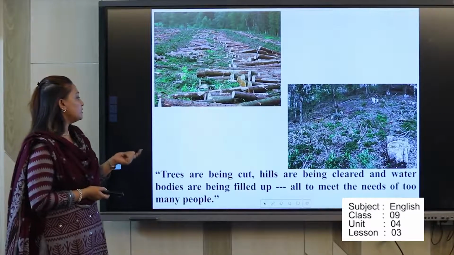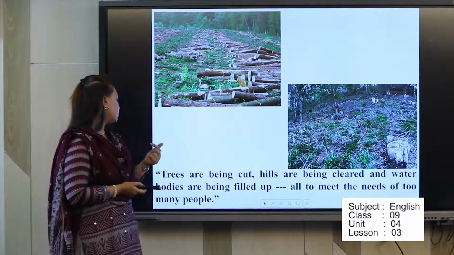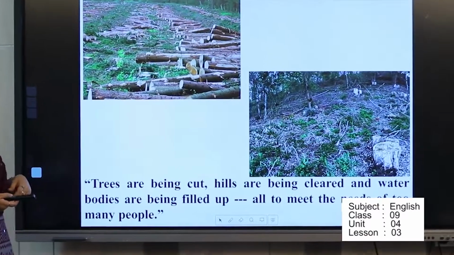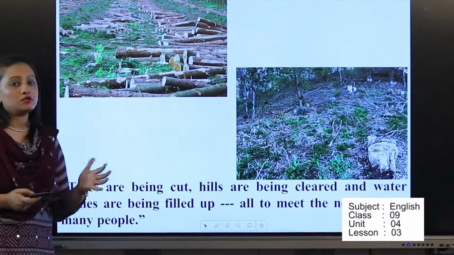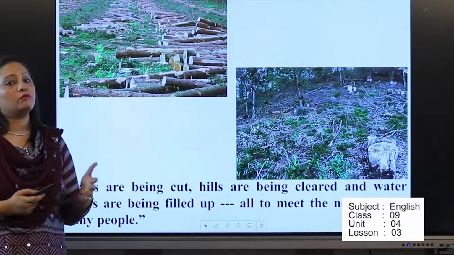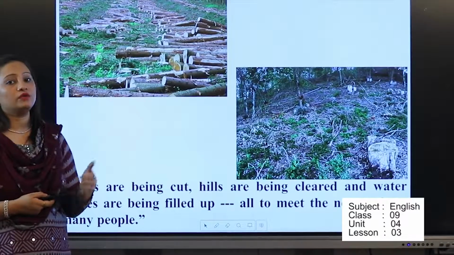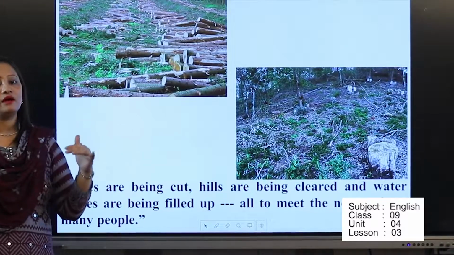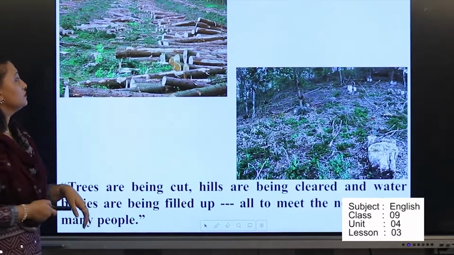And trees are being cut, hills are being cleared, and water bodies are being filled up, all to meet the needs of too many people. So there are a lot of people in our country, so there is no place to live. So what are we doing? We are cutting down the trees to make a proper house.